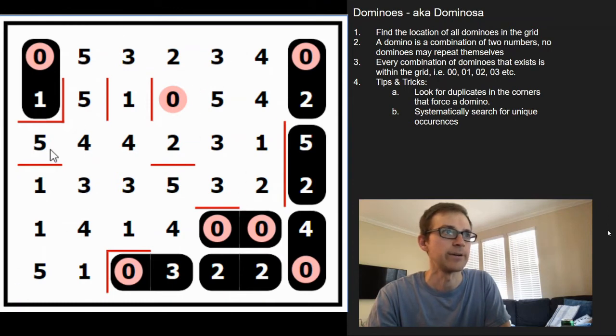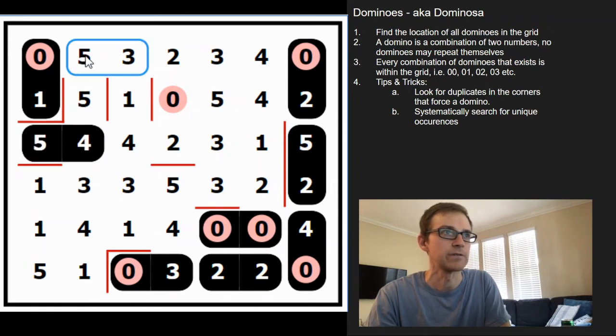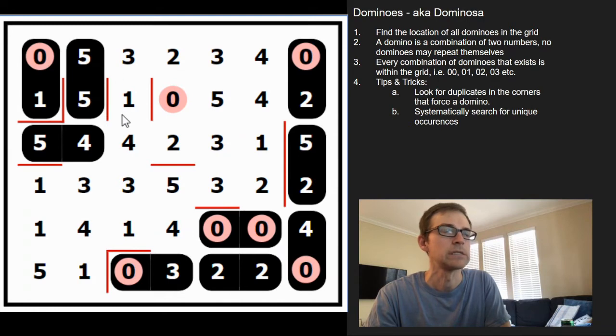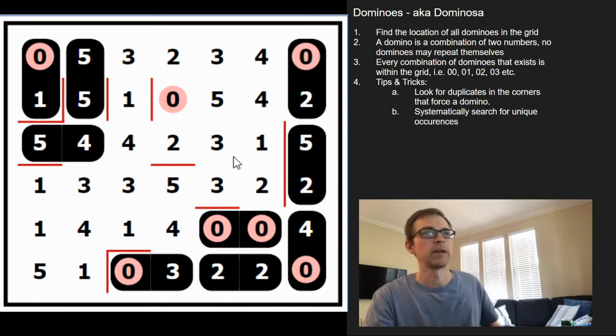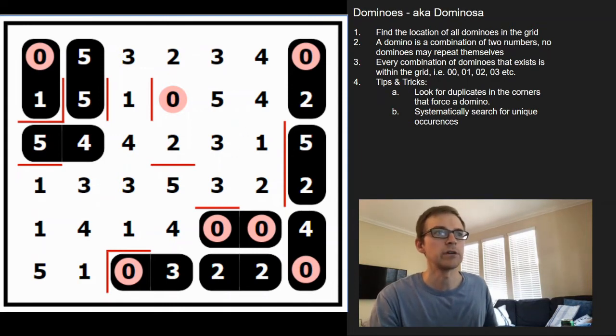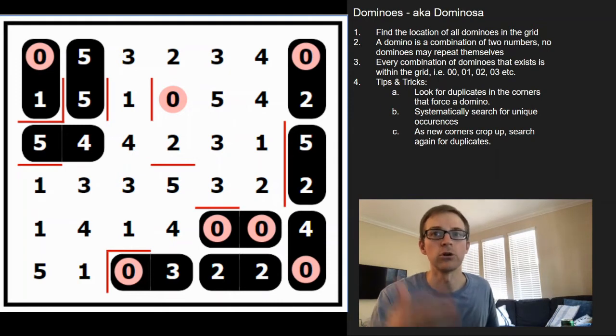That's it. So there's a domino here that's forced, this 5, 4. That forces this 5, 5. And we're making progress. So the next thing I'd say is that as you go along, you're going to be creating new corners constantly. And so you can use that first tip time and time again.